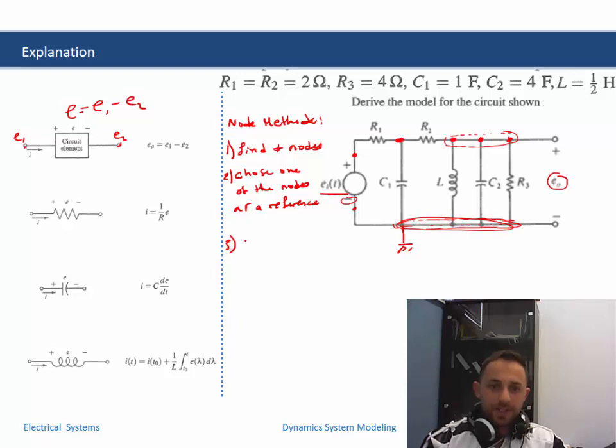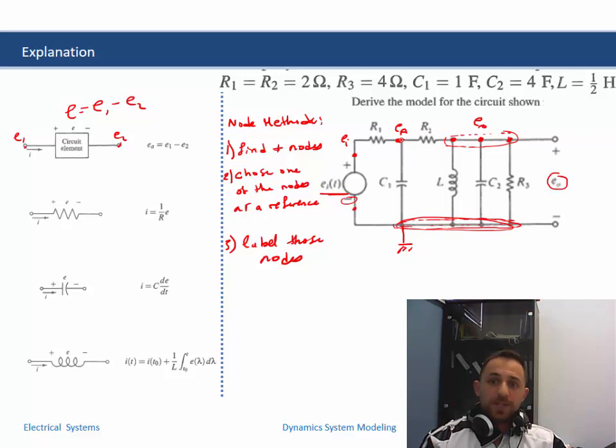The third and final step is to label those nodes. Now we have this node, but because it is connected to the terminal of the voltage source, which is EI, the voltage at this node is EI. This node can be labeled EA. This terminal is labeled as E0. And those are the ground, which is 0.